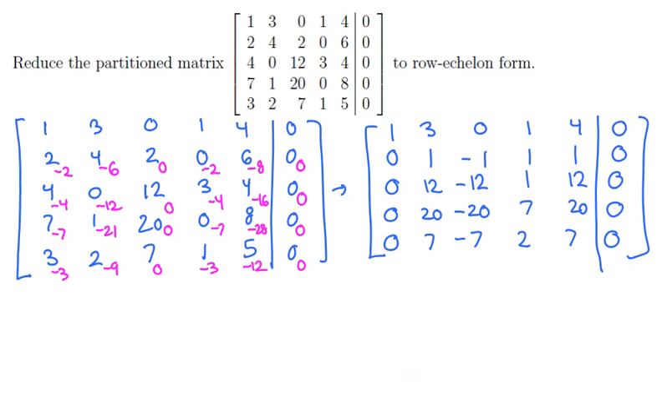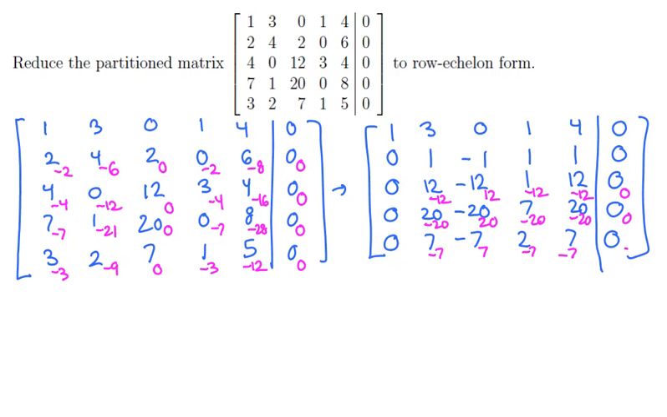Now, let's use this pivot to produce zeros underneath it by the same argument. If we scale the second row by a -12, we would get -12, +12, -12, and -12, 0. If we scaled the second row by a -20, we would obtain -20, +20, -20, -20, 0. And if we scaled the second row by a -7, we would obtain -7, +7, -7, -7, and 0.